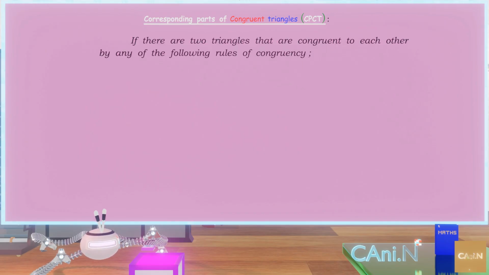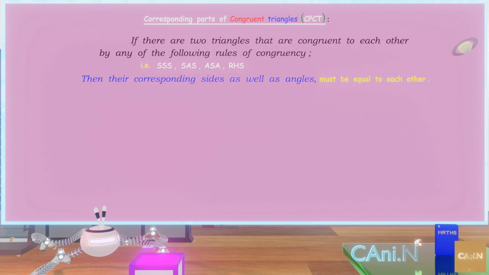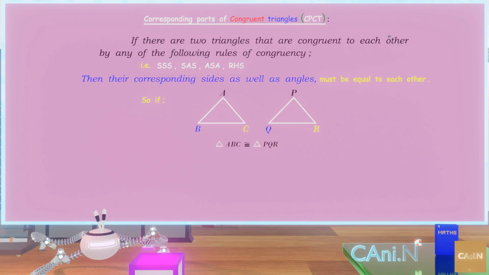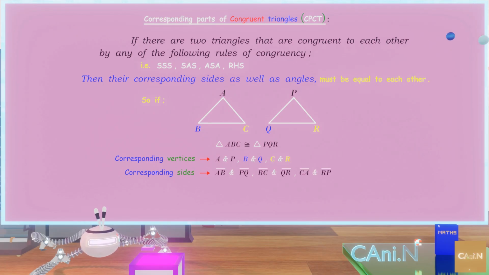Corresponding parts of congruent triangles. If two triangles are congruent to each other by any of the rules of congruency, that is, side-side-side, side-angle-side, angle-side-angle, or right angle-hypotenuse-side, then their corresponding sides as well as angles must be equal to each other. So, if triangle ABC is congruent to triangle PQR, corresponding vertices are A and P, B and Q, C and R. Corresponding sides are AB and PQ, BC and QR, CA and RP.